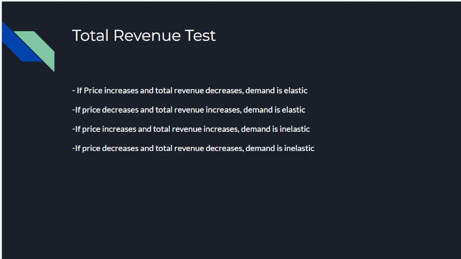So if you notice a pattern, whenever price increases or decreases and total revenue follows whatever the price does, demand is inelastic. And if they have a negative relationship, so if price increases and total revenue decreases, or vice versa, price decreases and total revenue increases, demand will be elastic.